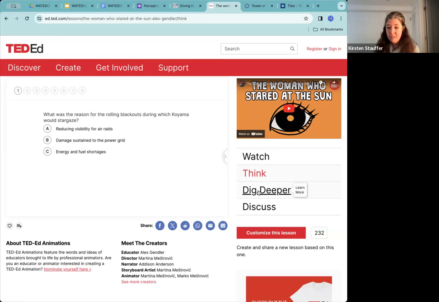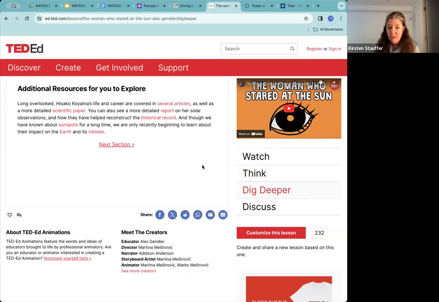And there's usually some digging deeper area, and these are links to additional information to help them dive into the material at a different level. And this could be used to create different types of research projects or additional activities to do.